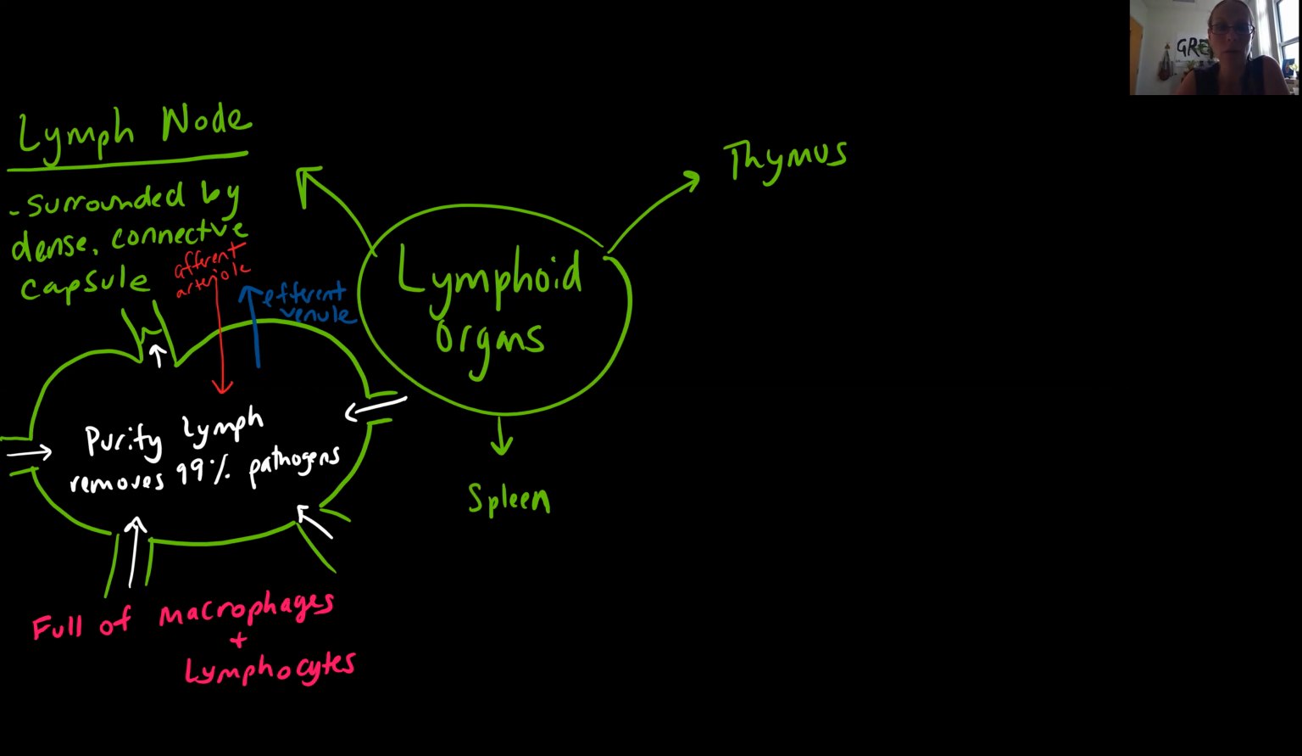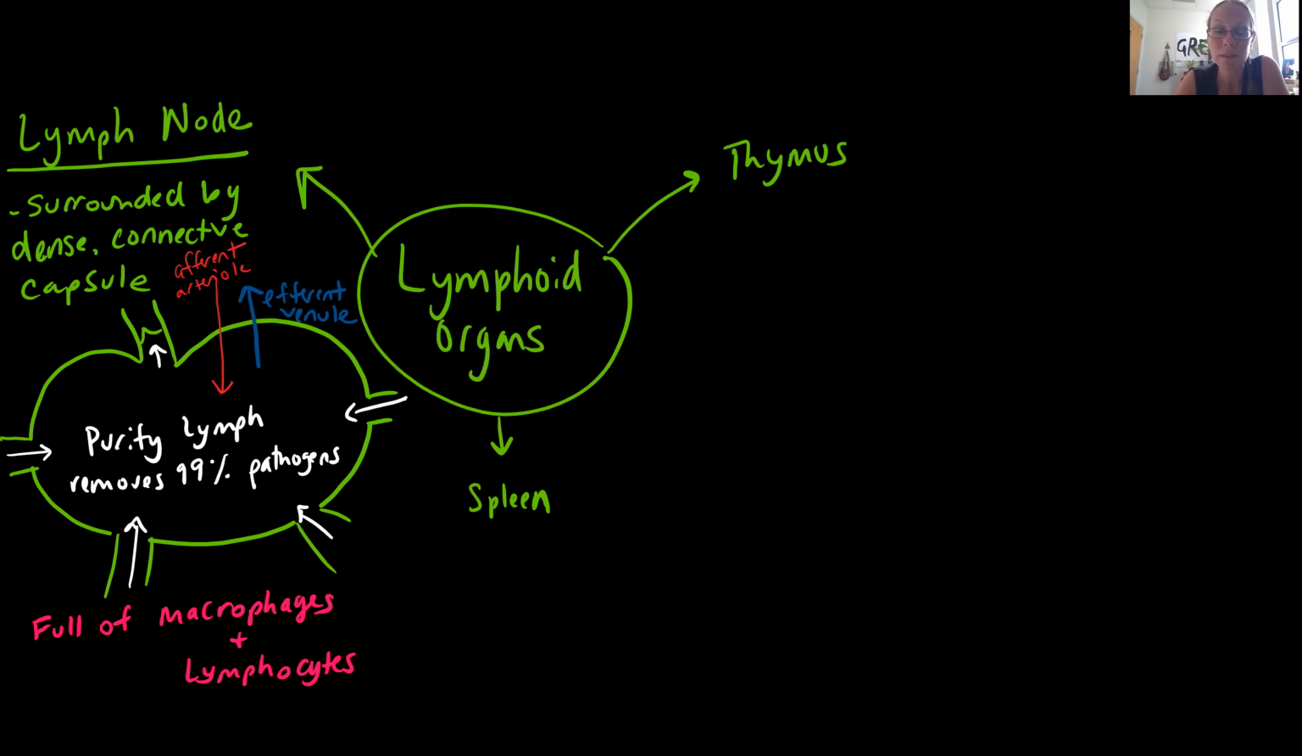Remember, ultimately, we're going to be dumping this lymphatic fluid, this lymph, into the left and right subclavian veins, and now it's in circulation and it has access to the entire body. So before that lymph gets dumped into circulation, you need to remove any pathogens that might be present.